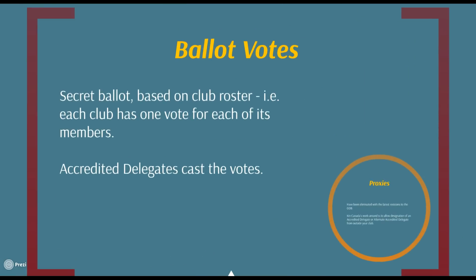Ballot votes really haven't changed. The ballots will be distributed according to your club roster, so the voting strength is based on the number of club members that are on the national roster. This roster number is taken as of the month end that is at least 35 days before the date of the conference or convention. This is stipulated in the General Operating Bylaw and has not changed. The accredited delegates will cast the club's votes.